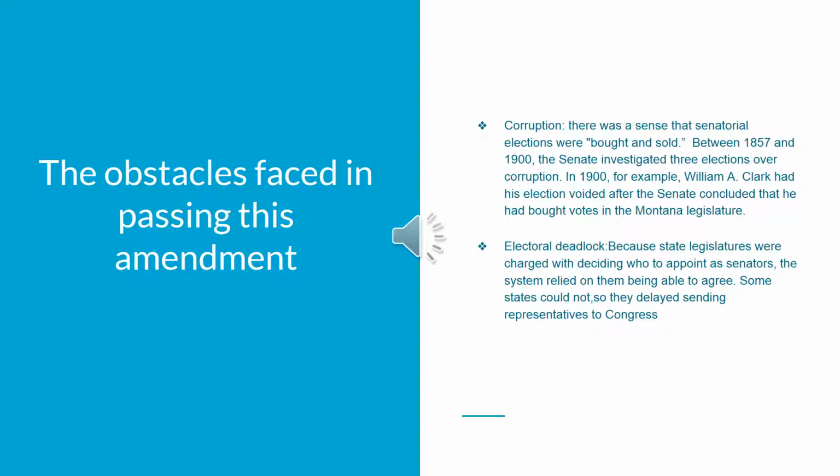There were 2 obstacles faced in passing Amendment 17. First, it was corruption. There was a sense that senate elections were bought and sold. Between 1857 and 1900, the Senate investigated 3 elections over corruption. The other problem was electoral deadlock. Because state legislators were charged with deciding who to appoint as senators, the system relied on them being able to agree. Some states couldn't agree, so it was hard to send a representative to Congress.